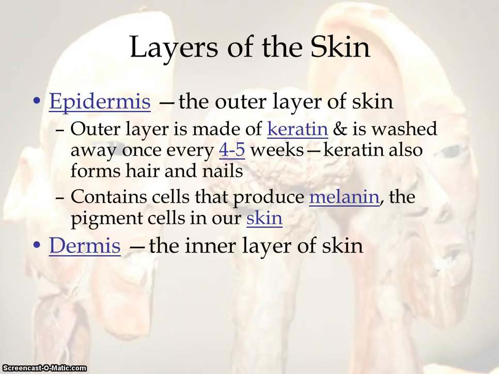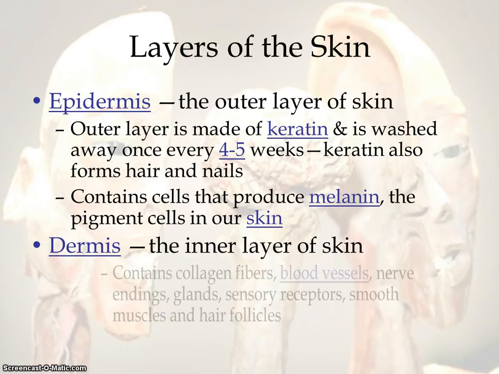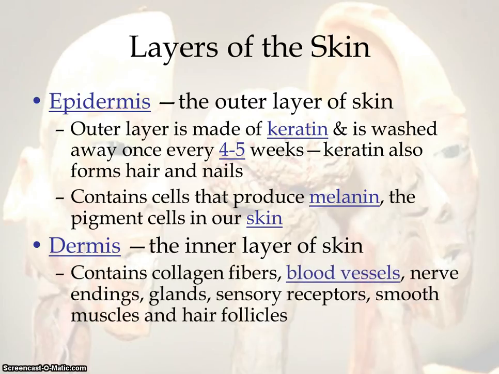The dermis, the middle layer, if you will, is the middle layer of the skin. This is where collagen fibers are found. Now, collagen, another type of protein, gives the skin its elasticity, its flexibility. Blood vessels are going to be found here. Nerve endings, okay, to help with the interactions with the outside environment and the inside environment of the body.